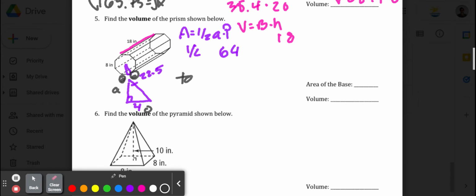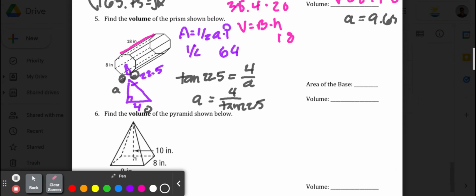So this is going to be tan 22.5 equals, and this is opposite. So that's 4 over my apothem. Those switch spots. So my apothem equals 4 over tan 22.5. And so we're going to evaluate that. So we get 4 divided by about 9.65. So my apothem is 9.65.